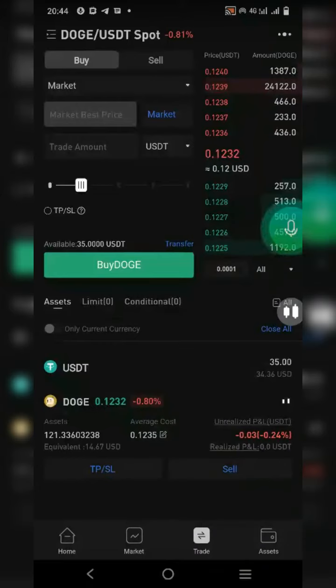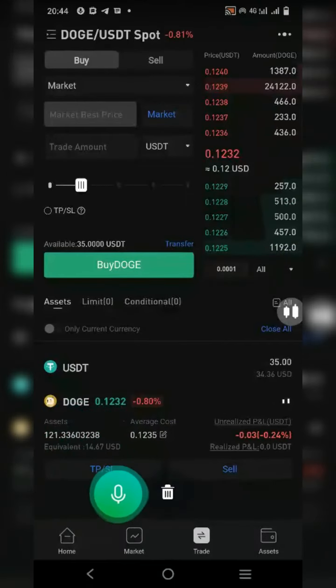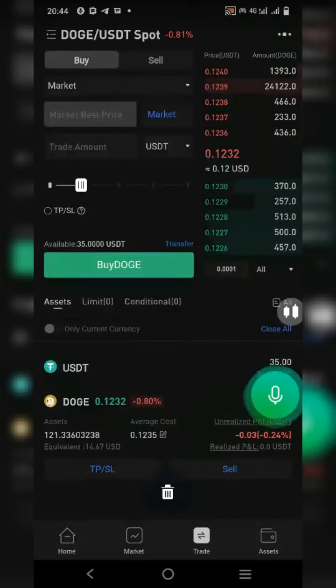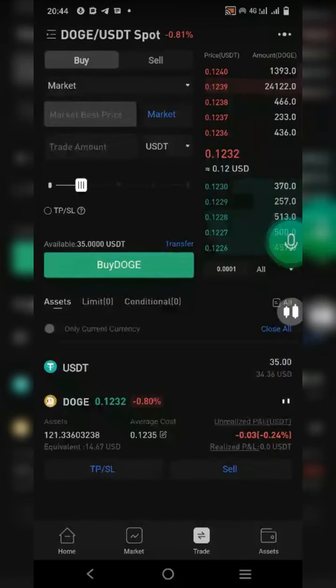And how many Dogecoin was I able to get? Where you see assets here, where this thing is hovering, that simply means I'm holding 121 Dogecoin, and the equivalent in US dollars is 14.67. Why is it not 15? There was a trading fee. They charged me 0 point something for buying or selling Dogecoin. So that's why I said if you're entering any trade, make sure you come out with profit so that it will cover your fees at least.